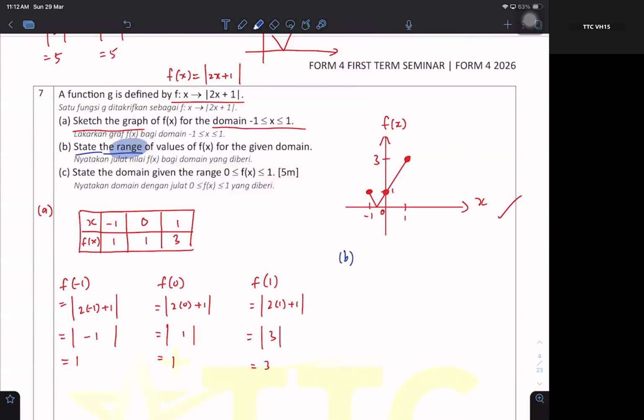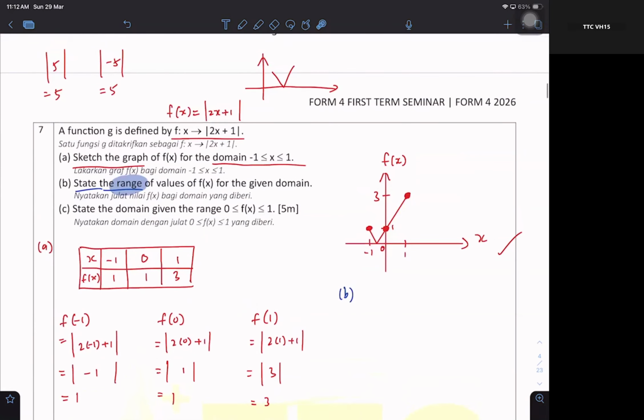Wait, got a question. Teacher, the graph freehand, what do you mean by freehand? No, you should use a ruler. It is straight. Use your ruler to connect these 2 points, and then touch the x-axis.